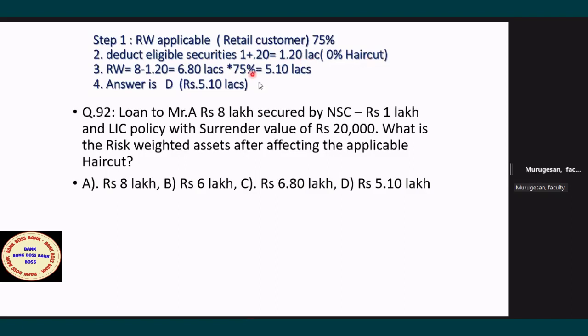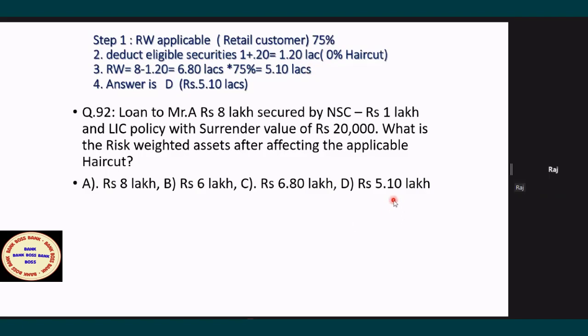So first, the 8 lakh minus that 1.20. Before applying risk weight, first adjust the collateral. When you adjust, it becomes 6.80, because 8 is the loan given, and the 1.20 anyhow becomes cash security. So you minus it and it becomes 6.80. The applicable risk weight is 75%, so 75% of 680 is 510. Click the answer 510. D is the answer.